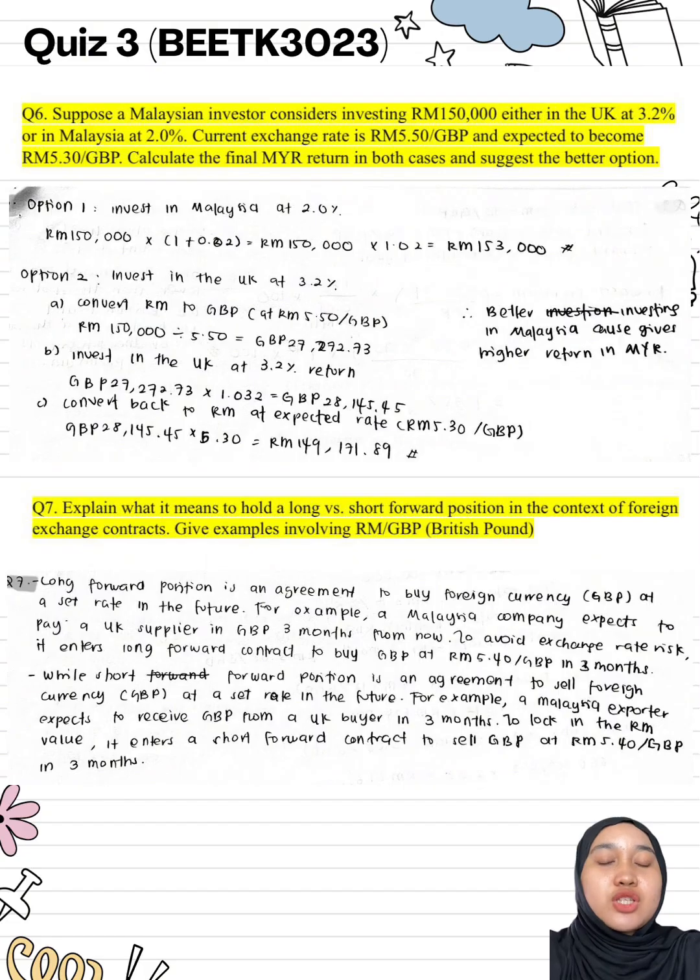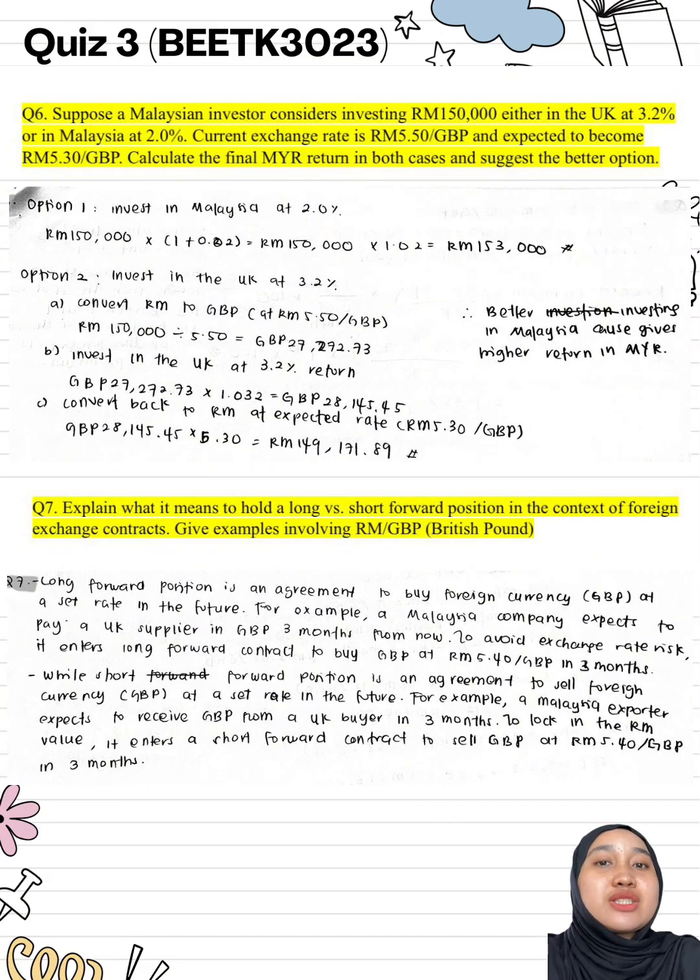Example of a long position. Imagine a Malaysian business importing goods from the UK. It needs to pay in British pounds 3 months from now. But what if the pound strengthens later? That would make the payment more expensive in ringgit. To protect itself, the company takes a long forward position, which means it agrees now to buy GBP at 5 ringgit 40 cent per pound in 3 months. This locks in the exchange rate and eliminates the risk of a rising pound.